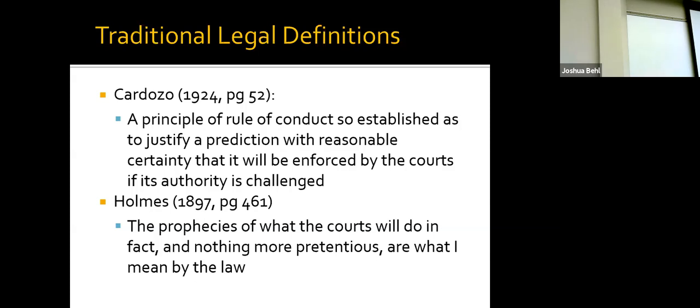So number one, who has to enforce it? The courts have to, right? It can only be enforced by the courts. Are there times that the police enforce the law but you never have to go to court? Certainly. Right? Has anyone ever gotten a warning or a speeding ticket and just paid it? Didn't go to court, didn't challenge it in any capacity? With reasonable certainty that it will be enforced by the courts.